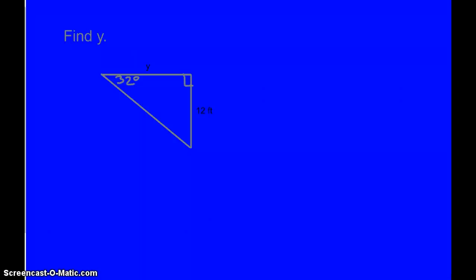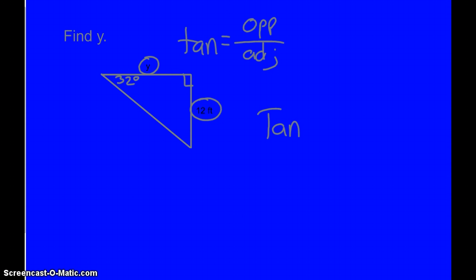In this problem, we're looking for side y. In order to find y, we begin by identifying our ratio. Y is the adjacent side, 12 is the opposite. If I'm using opposite and adjacent, that tells me it must be tangent. What we have decides what ratio we're going to use. So I set up my equation. The tangent of the angle is equal to the ratio of the opposite side to the adjacent side.